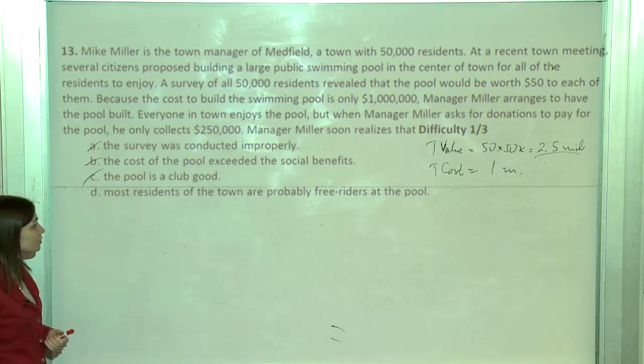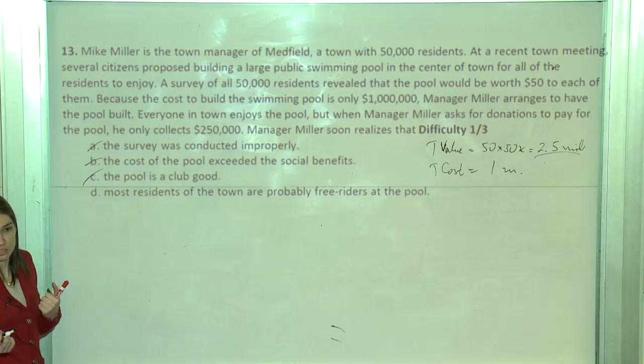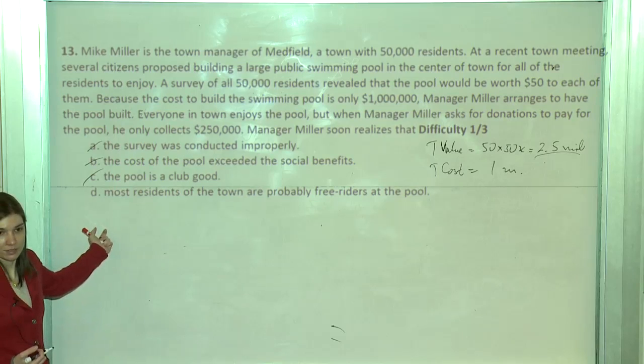Therefore, most of the residents of the town are probably free riders at the pool. Okay? That is the problem that we get with public goods, right? We get free riders. Since the pool's already there, it is worth $50 to me, but whether I give you the $50 as a donation or not, I'm still going to use it, which will make me a free rider. And that's what happened in this case.